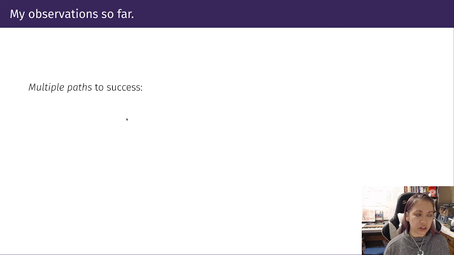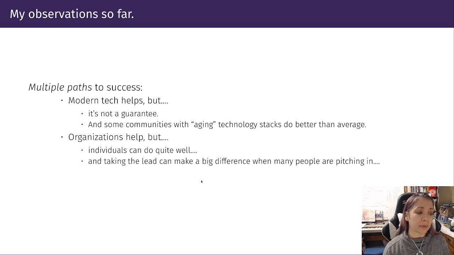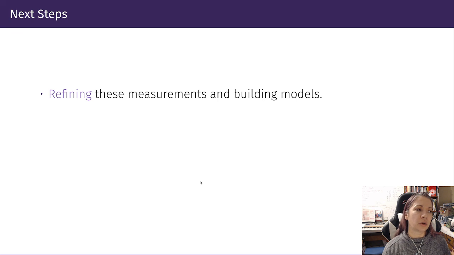All right, so where are we at right now? My observation so far is that there are multiple paths to success. Modern technology helps, but it's not a guarantee. And some communities with aging technology stacks do better than the average. Organizations help, but individuals can do quite well. And taking the lead can make a big difference when many people are pitching in, unless that lead person is spread too thinly.